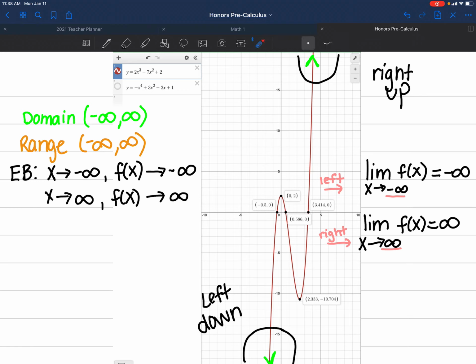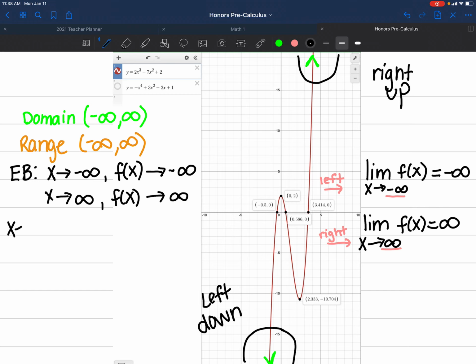So let me make sure we understand here. x is negative infinity, y is negative infinity. x is positive infinity, y is positive infinity. So those notations are just different, but the values are the same. Now, just because one is negative does not necessarily mean the other one is negative. Okay, so we'll see that in another example in just a second.